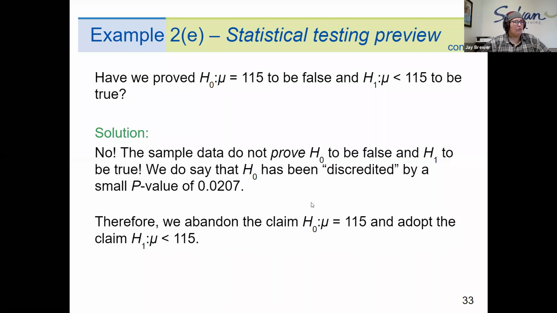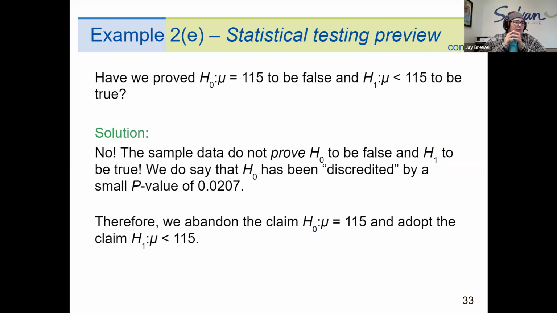Okay, so basically, even though some of her heartbeat rates are less than 115, overall she is not decompensating. She's not losing her heart muscle. All right. Have we proved this to be false? Have we proved the null to be false and the alternative to be true?